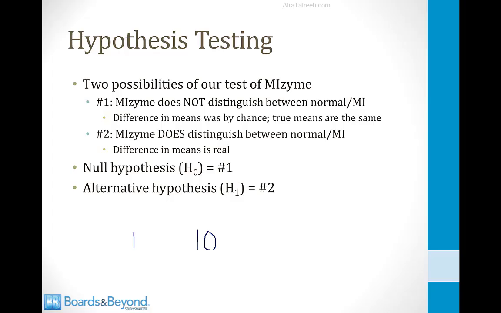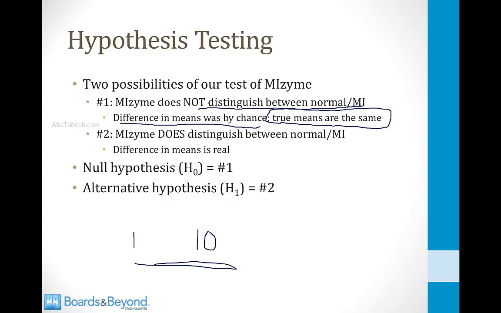Possibility number one is that MI-zyme does not distinguish between normal and MI patients. If this is true, the difference we saw between groups of 1 and 10 was by chance. The true means are actually the same, and we just got a fluke measurement that showed these two numbers to be different. Possibility number two is that MI-zyme does distinguish between normal and MI patients, and that the difference that we saw is real.